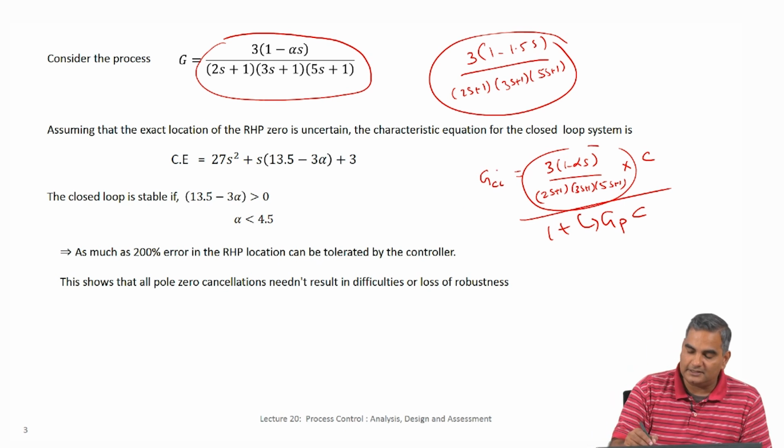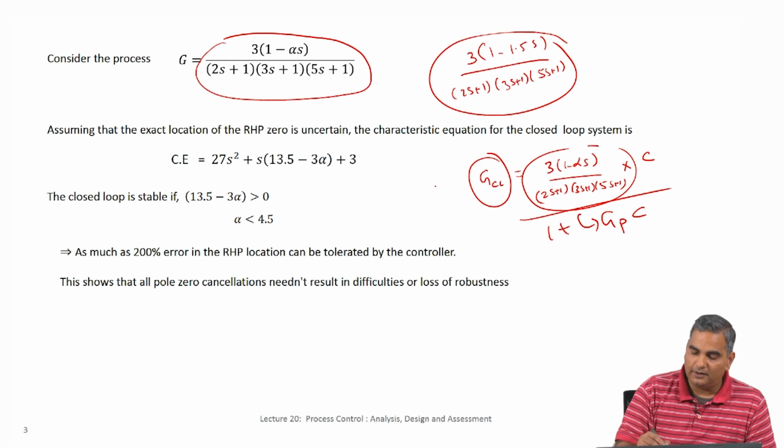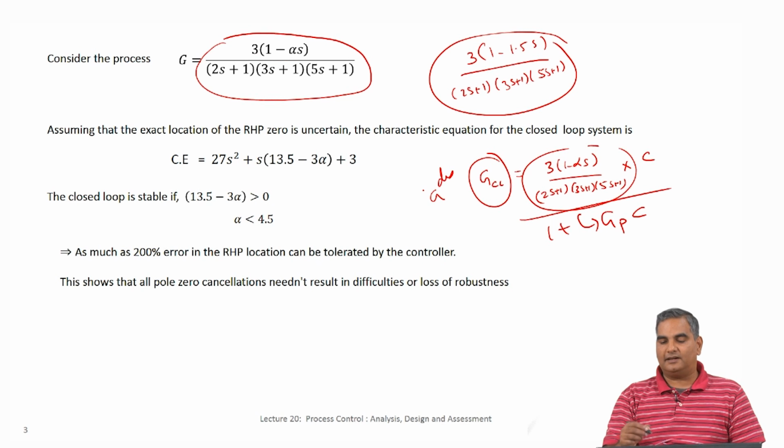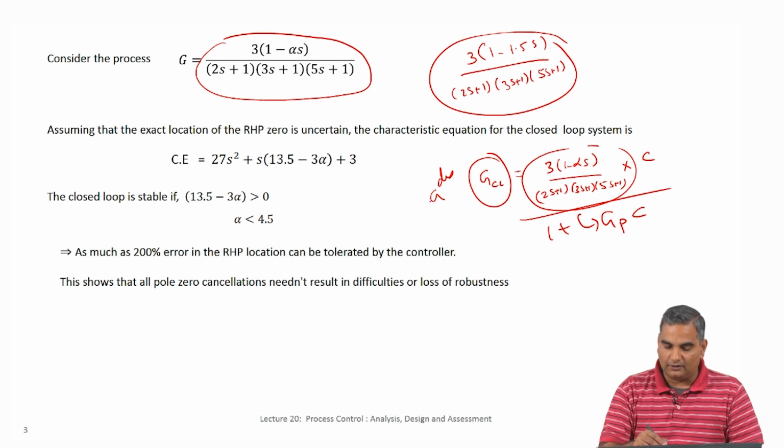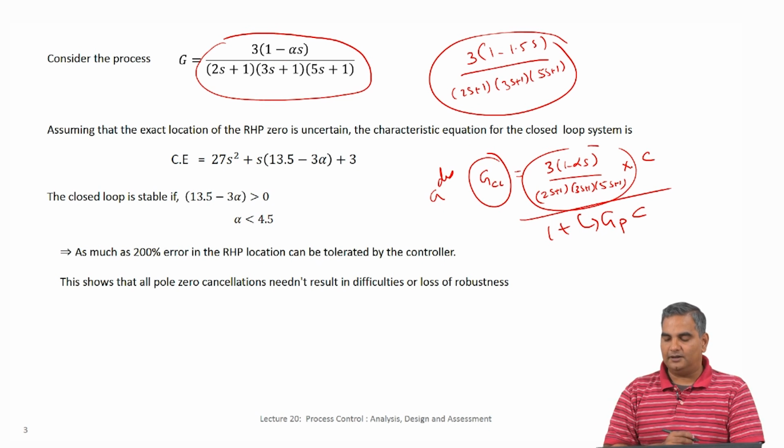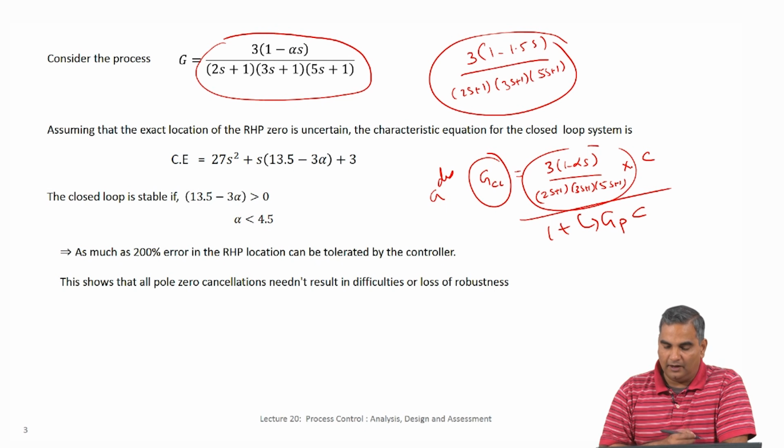So, that GCL will be different from the G desired that we specified, right, because that difference comes because we calculate the controller using G model here, but the true closed loop is G process times C divided by 1 plus GPC. Now, if you do all of this algebra and come up with the closed loop transfer function, and now you ask this question.